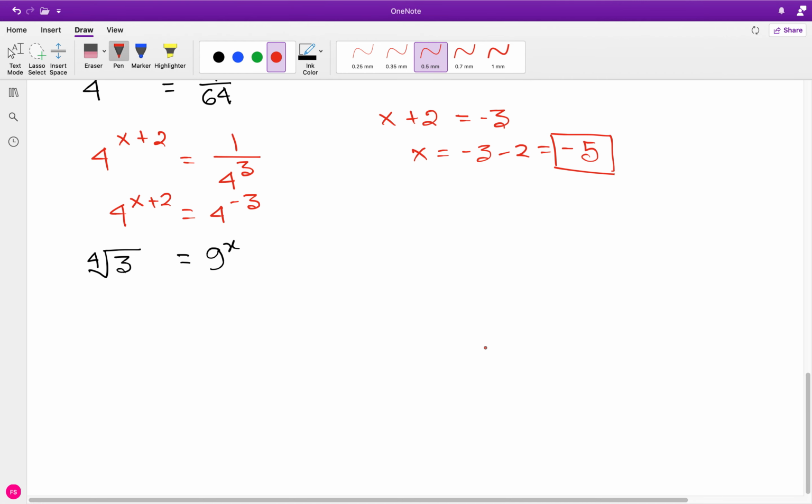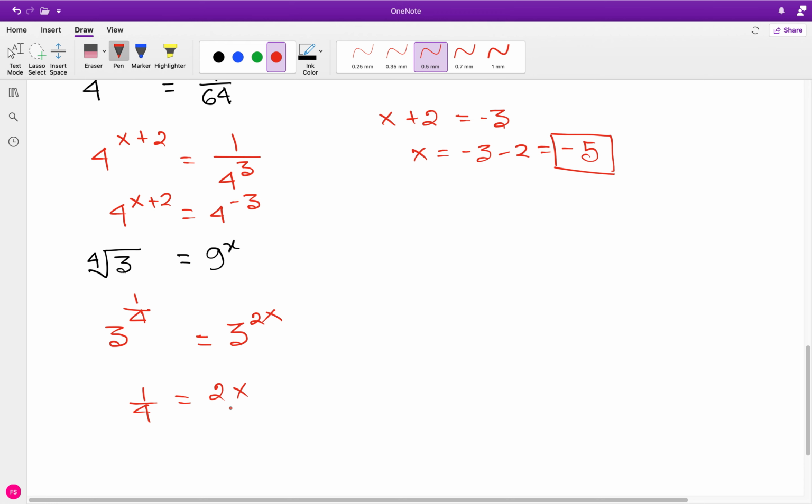Last question for the day, the 4th root of 3. Whenever you have a root, it means the power of this is 1 over that root. In this case, it's 1 over 4. This equals 9 to the power of x. You can change this and write it in terms of 3. This will give me 3 to the power of 2x. So whenever you have the same base 3 and 3, you can just cross it out and just solve for the power. 1 over 4 equals 2x.